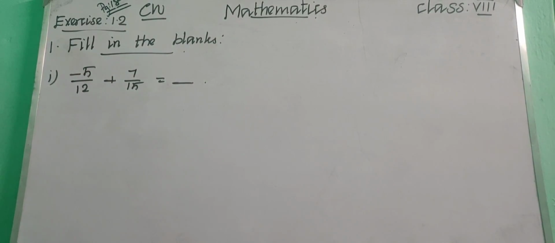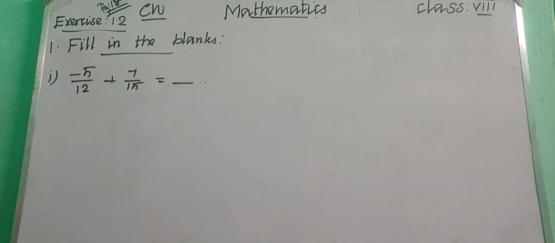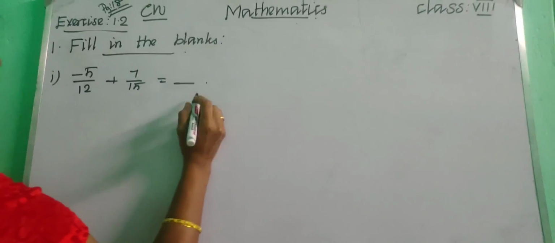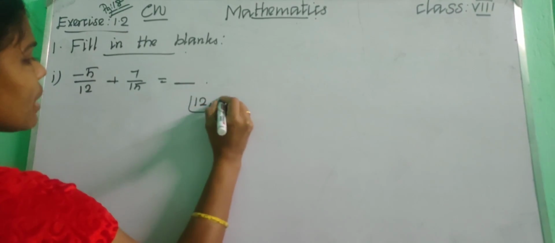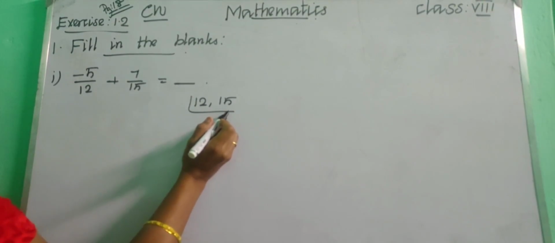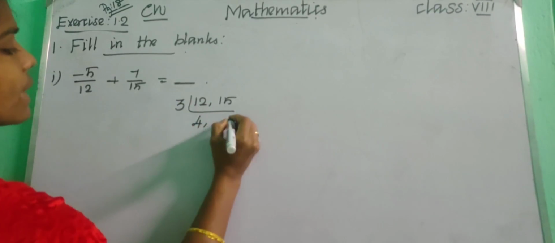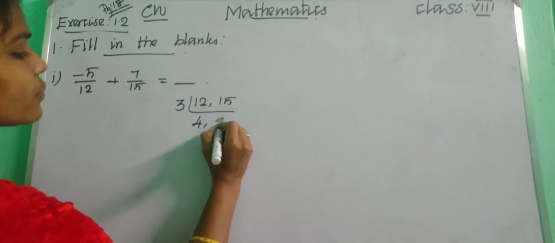So we are having two rational numbers with different denominators. Okay children, how will you do this? First of all we need to make this into the same denominator. We can do it by the LCM method or else the cross multiplication method. Let us find the LCM for these two denominators, 12 comma 15. These two numbers will come in the 3 table, right? 3 is a prime number, so we can use 3. So 3 4s are 12 and 3 5s are 15.